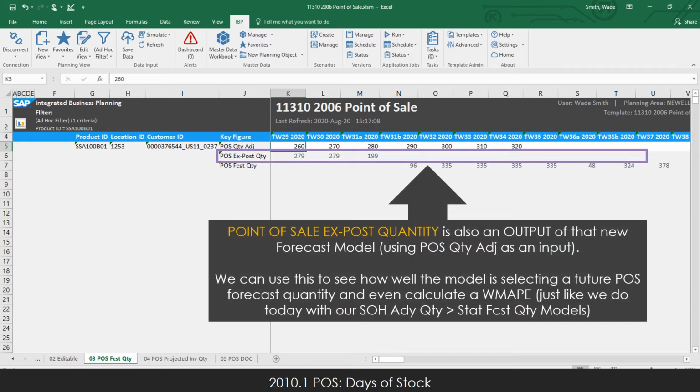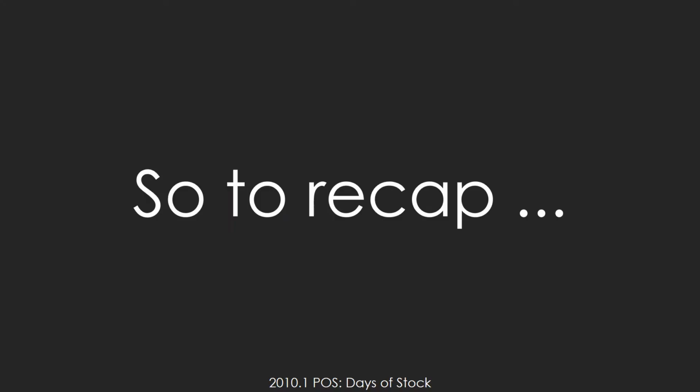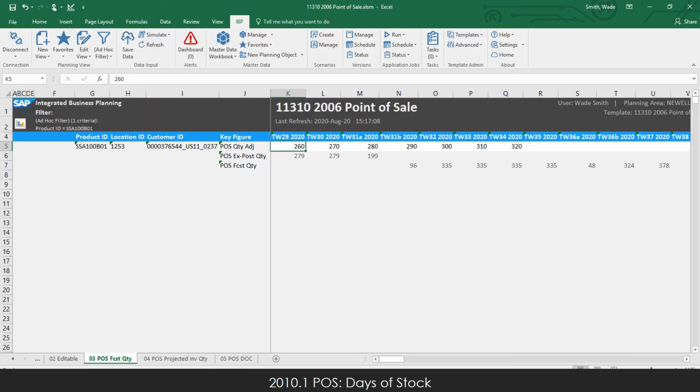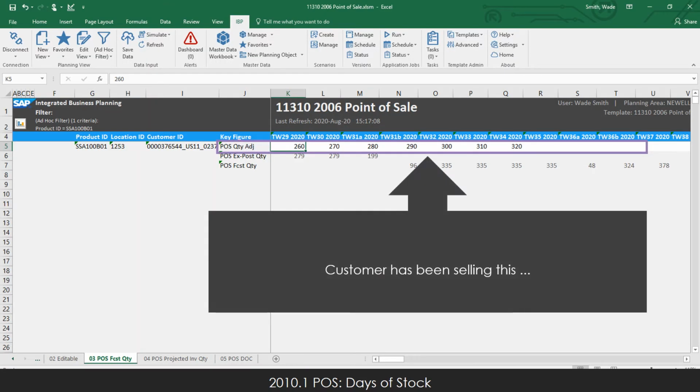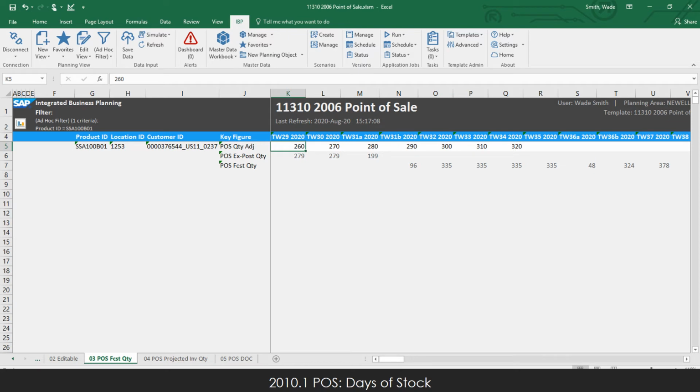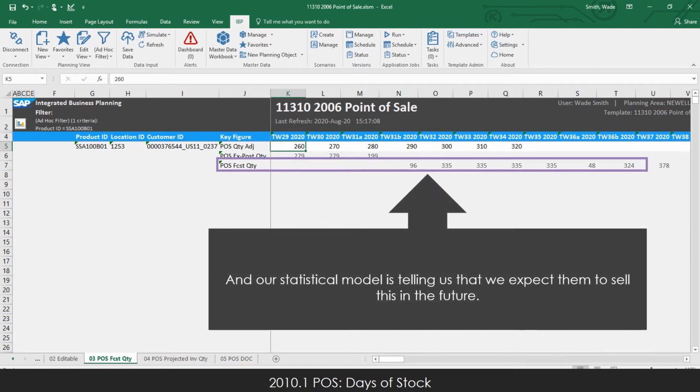Point of sale ex post quantity is also an output of that new forecast model, using point of sale quantity adjustment as an input. We can use this to see how well the model is selecting a future point of sale forecast quantity, and even calculate a weighted MAPE, just like we do today with our sales order history adjustment quantity and our stat forecasting quantity models. So to recap, customer has been selling this, and our statistical model is telling us that we expect them to sell this in the future.